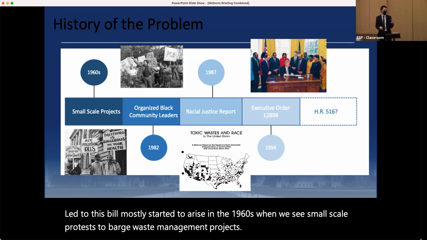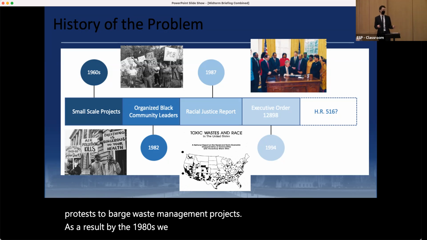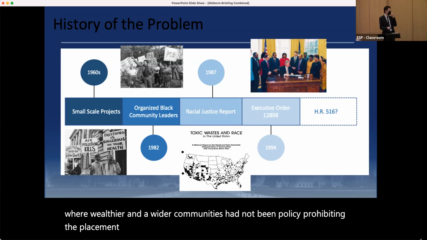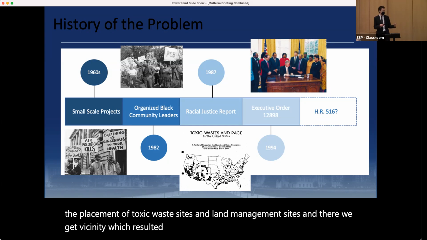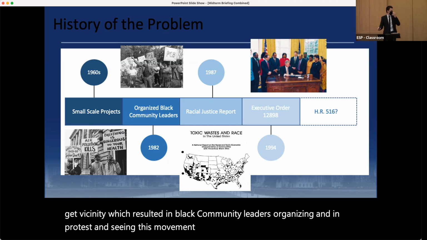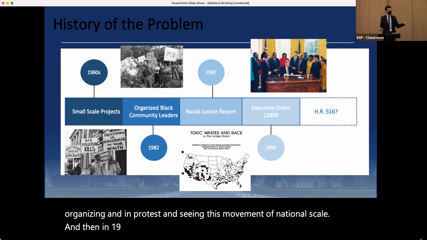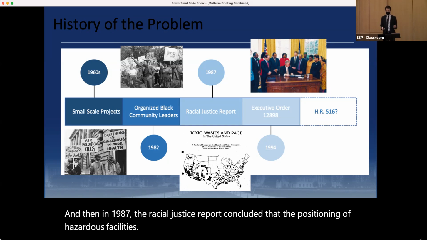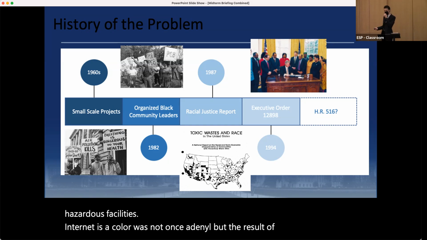As a result, by the 1980s, we had seen established not in my backyard policies where wealthier and whiter communities had enacted policy prohibiting the placement of toxic waste sites and land management sites in their immediate vicinity, which resulted in Black community leaders organizing and beginning to protest and seeing this movement on a national scale. And then in 1987, the Racial Justice Report concluded that the positioning of hazardous facilities in communities of color was not coincidental, but the result of these local and federal policies.